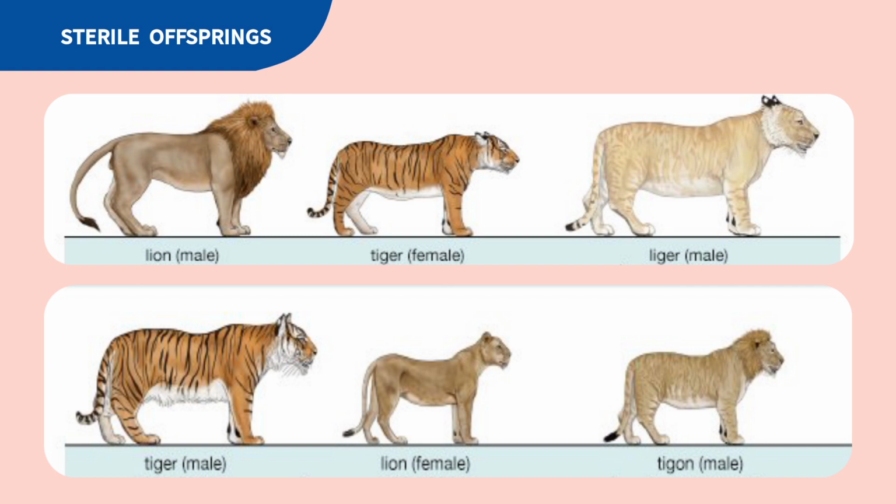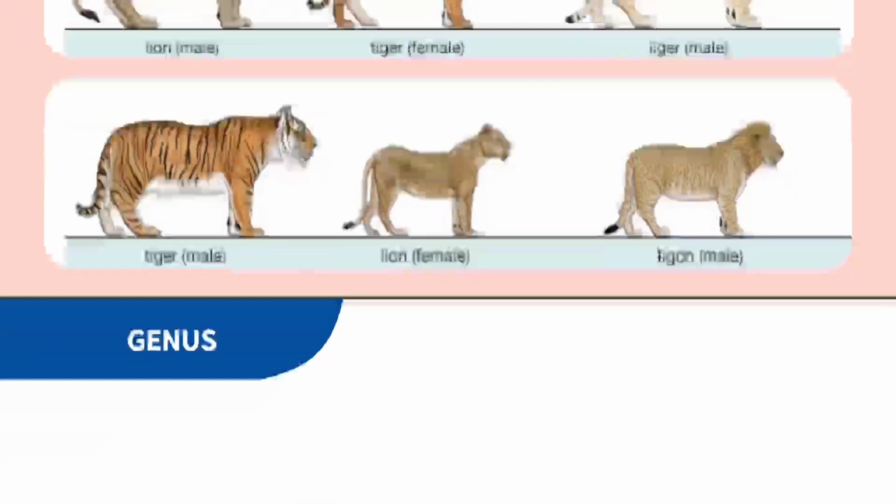So this is what. And there is another example also. A male horse and female donkey, if it crosses, there will be a hinny produced. And a male donkey and female horse, if it crosses, there is a mule that is being formed. So they are all sterile. These are the sterile offspring.